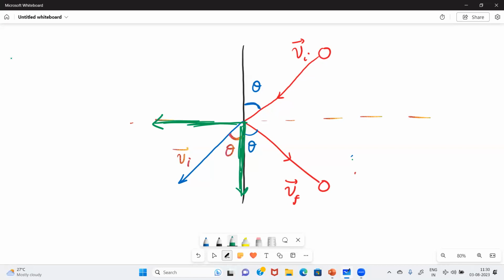I am resolving this into two components. So now, how will it be? What is the component along the y-axis? What is this? V. Come on. Whatever is touching theta will be what? Cos. So it is V cos theta.